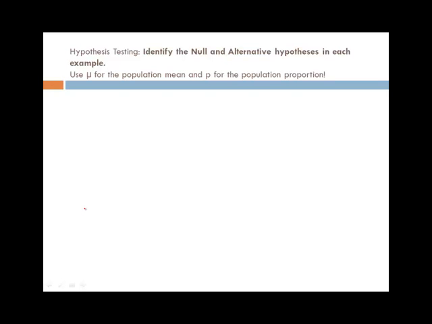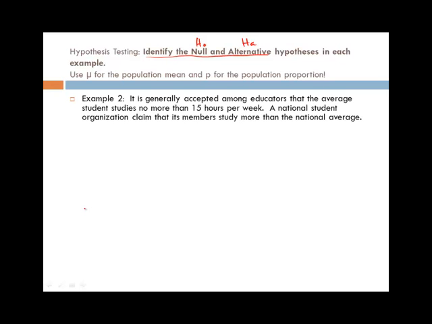So one of the things we can do to practice is to identify the null and the alternative hypothesis in each example here. It's generally accepted among educators that the average student studies no more than 15 hours per week. A national student organization claimed that its members study more than the national average. So more than, that's a hint right there.